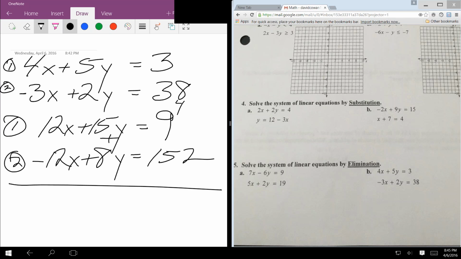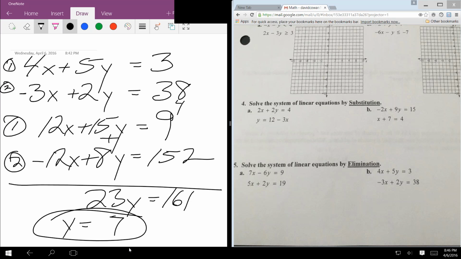So now, notice that I'm eliminating a variable. That's my point, is to try to eliminate one variable. Exactly. So now I just have 23y is equal to 161. And that's got to be 7. Yeah. Y equals 7.